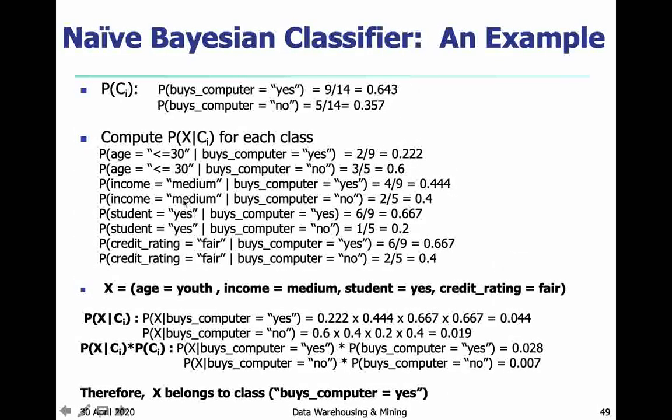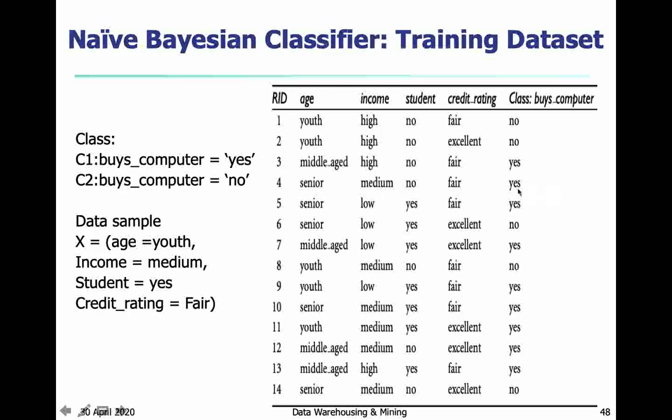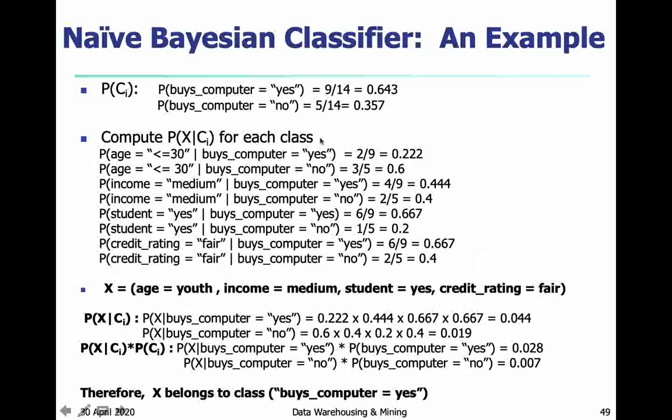Income is medium. So now medium yes: 1, 2, 3, 4. And how many yes are there? 9. This is 4 by 9. Similarly, medium and no is 2 by 5. So in the same way, we have found all the values of P(X conditioned on Ci). Clear?